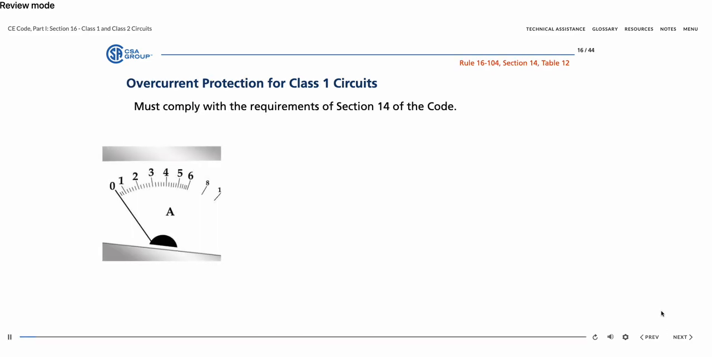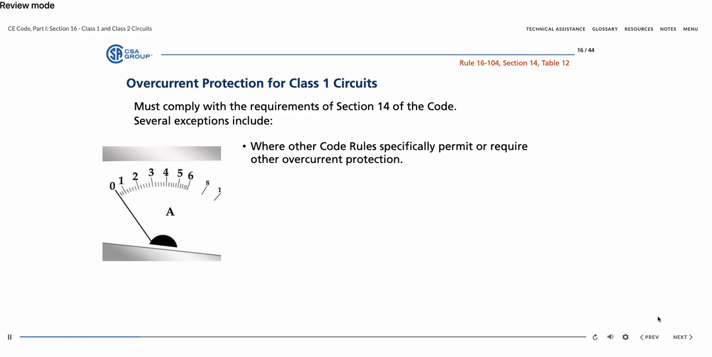Class 1 circuits must comply with Section 14 of the Code with regards to overcurrent protection according to Rule 16-104. However, there are several exceptions to this requirement. Subrule 1A indicates that other rules can permit or require overcurrent protection that differs from Section 14. Examples of this include the requirements for transformers and capacitors in Section 16, the requirements for motors in Section 28, and the requirements for heaters in Section 62.